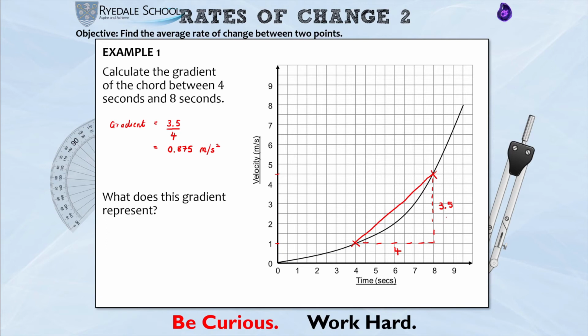So my next question is, what is this gradient representing? What is meters per second per second? What is the gradient showing you in this graph? Well, it's the rate of change of velocity, and the rate of change of velocity is called acceleration. So this is acceleration, and we can see it is accelerating at 0.875 meters per second squared.